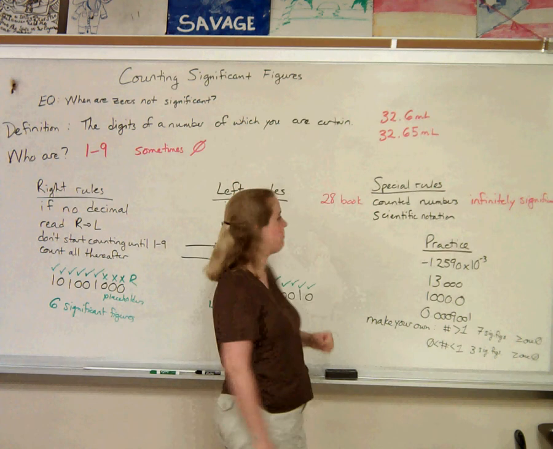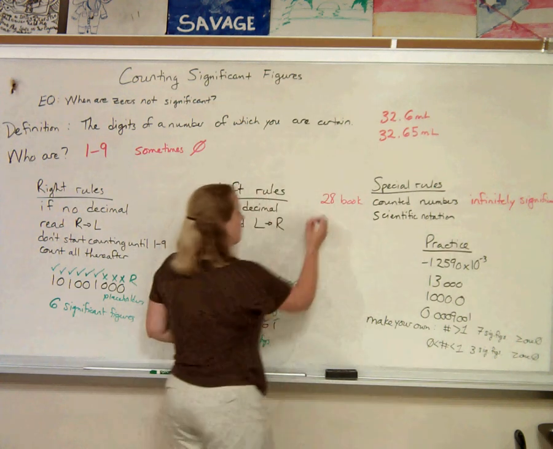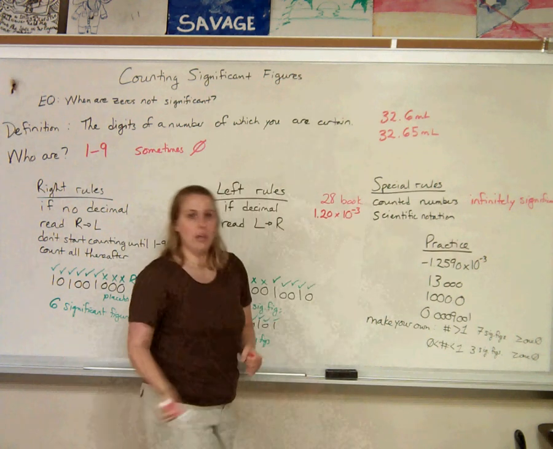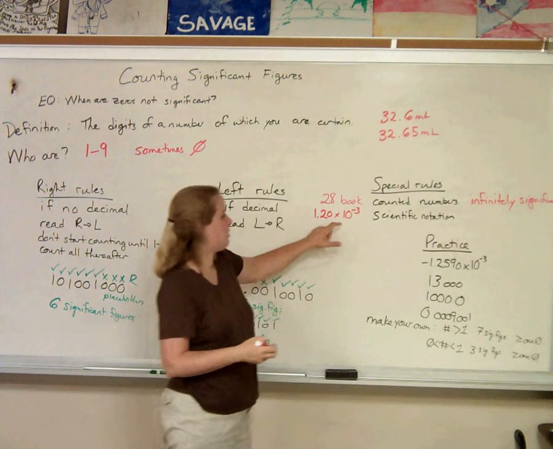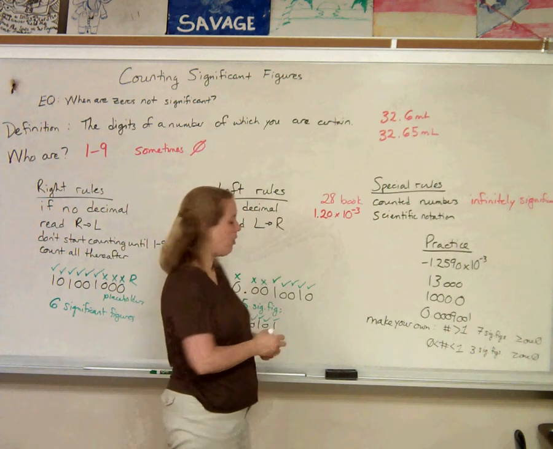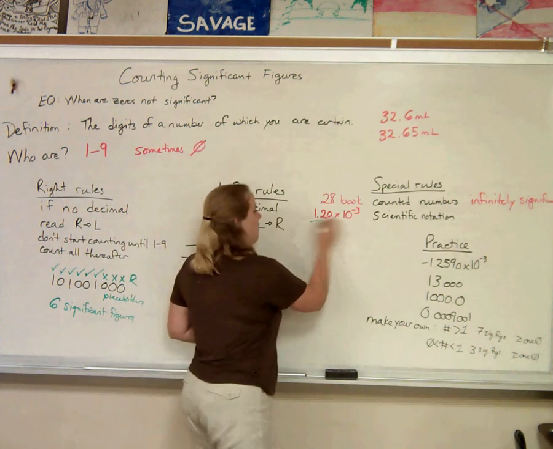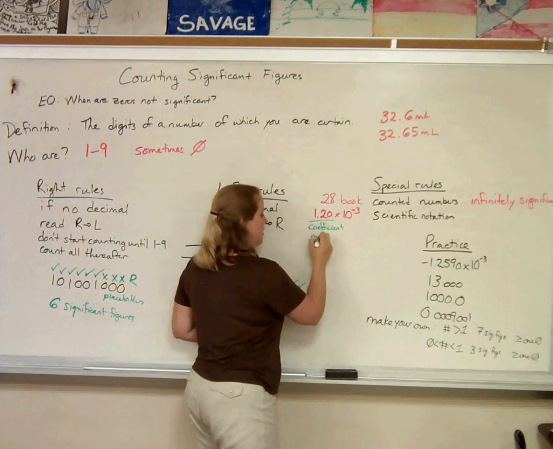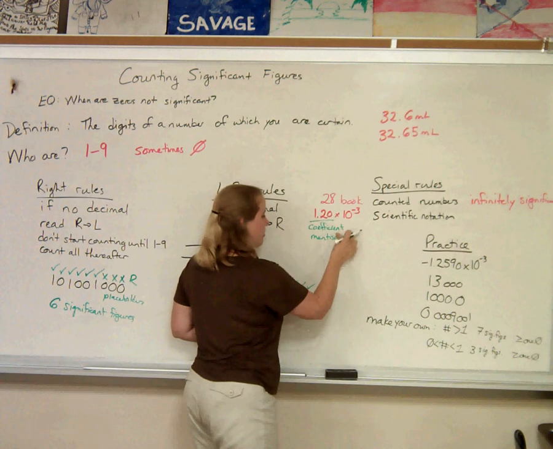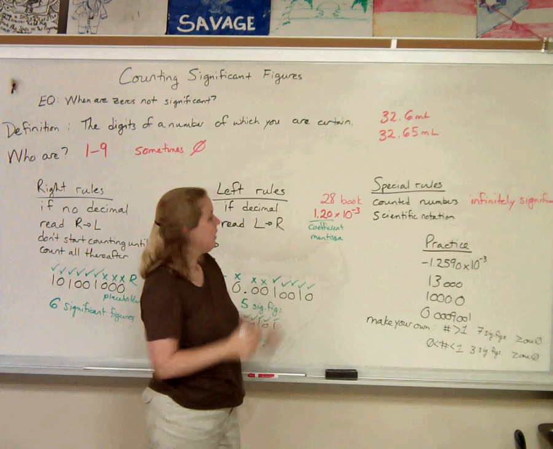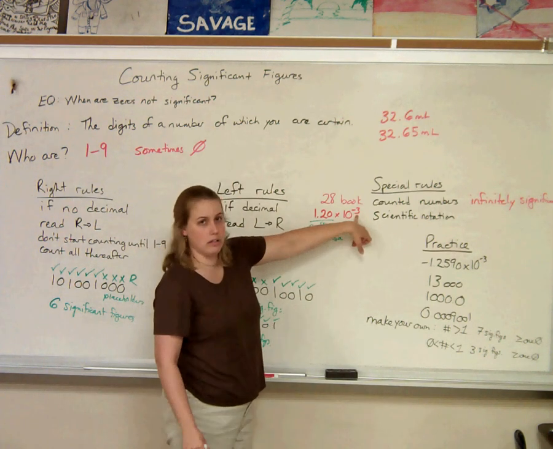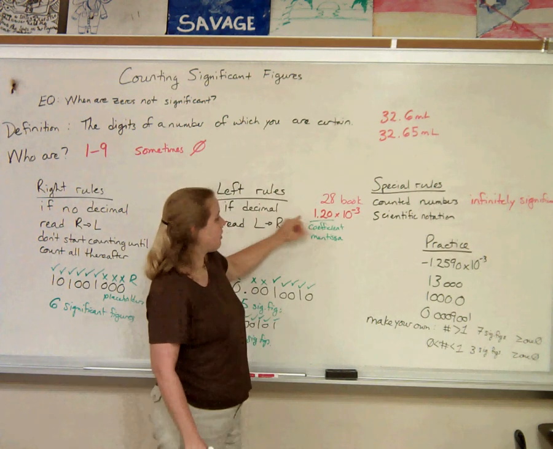Got to be counted. Numbers in scientific notation: 1.20 times 10 to the negative 3. When you are dealing with numbers in scientific notation, you only care about this part of the number, which is called either the coefficient or the mantissa. Mantissa is kind of an older word. I do not count any numbers in the 10. I don't count any numbers in the exponent. It's only the numbers in the coefficient or the mantissa.